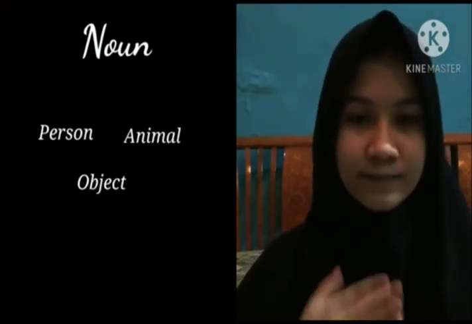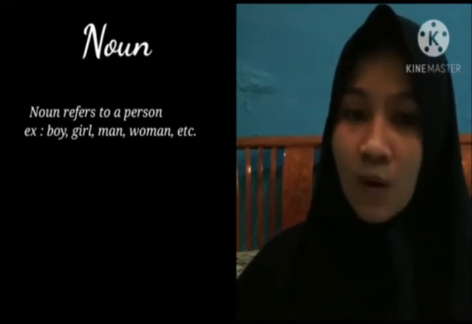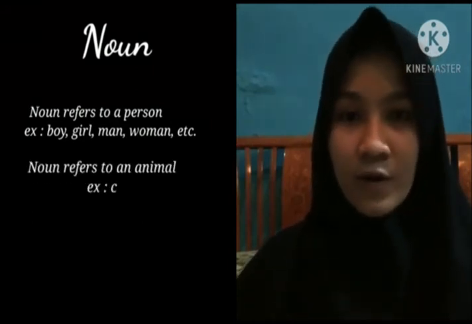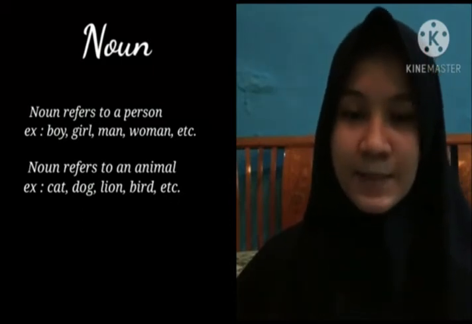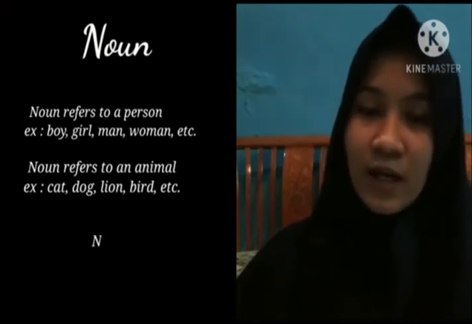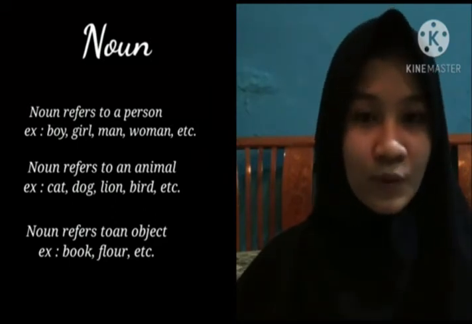Here I'll try to explain about nouns. A noun is a word class which has a large number of words in it, which usually refers to a person, an animal, or an object. Nouns refer to a person, for example boy, woman, girl, and so on. Nouns refer to an animal, for example lion, cat, dog, and so on. Nouns refer to an object, for example floor, book, and so on.